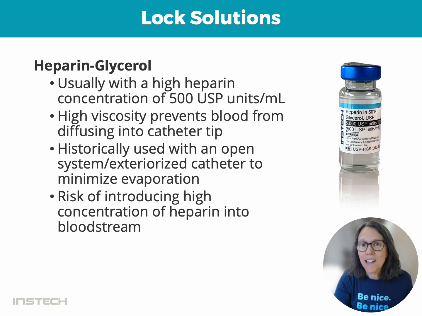Heparin glycerol was and still is a commonly used lock solution. It usually comes with a high heparin concentration of 500 USP units per ml, which has the potential of introducing high concentration of heparin into the bloodstream. Its high viscosity prevents the blood from diffusing into the catheter tip and forming a blood clot. Historically, it was used and needed with an open system because the catheter is exteriorized, so it minimizes the evaporation of the solution through the catheter walls.